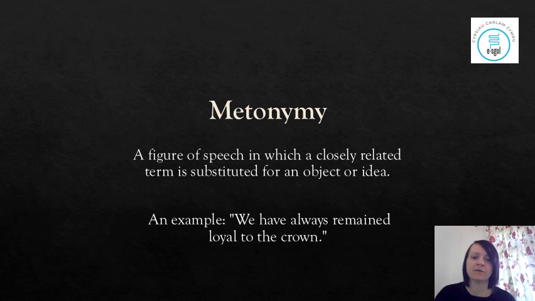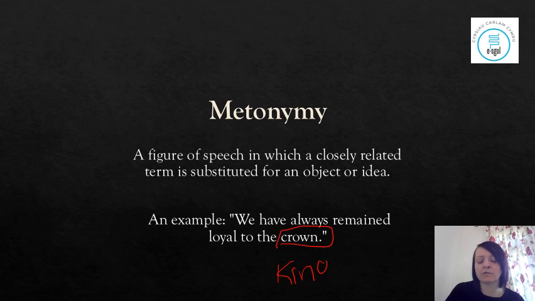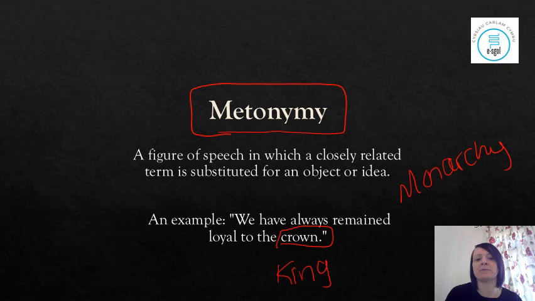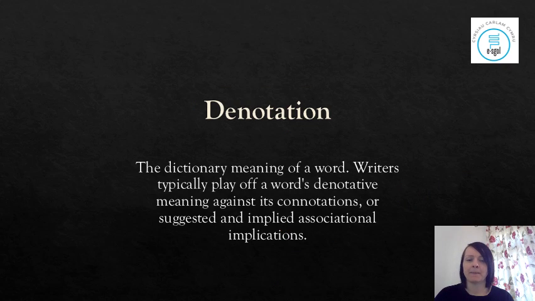Metonymy, so a figure of speech in which a closely related term is substituted for an object or idea. So an example, we've always remained loyal to the crown. By using the object crown, you're basically saying that you've always remained loyal to the king or possibly to monarchy, okay? So cleverly used in a lot of Shakespeare's plays. So this is an important one as well, okay?